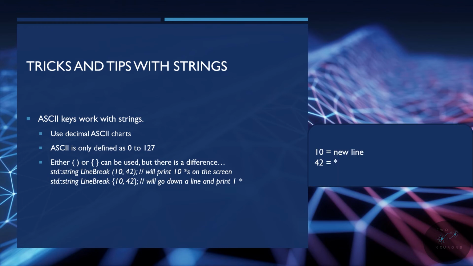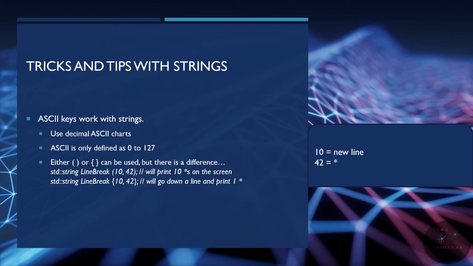If I do line break parenthesis 10, 42, it will print 10 asterisks. So 10 is the number I'm printing, 42 is the ASCII decimal code for an asterisk. If I do curly bracket 10, 42, it will go down a new line and then print 1 asterisk. And that is because 10 is the ASCII code for a new line.